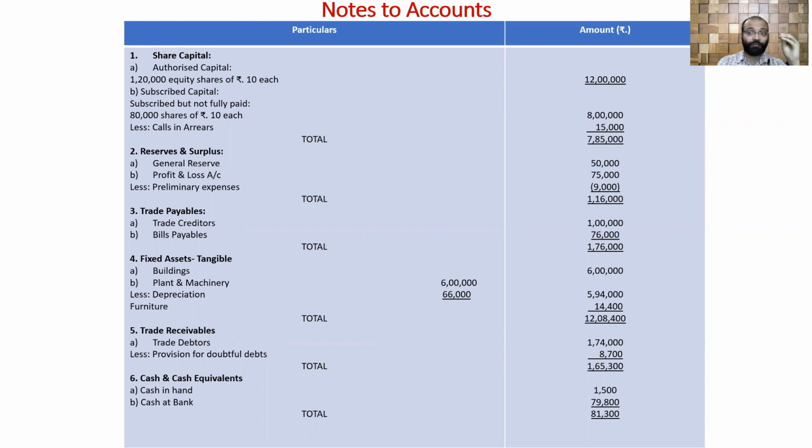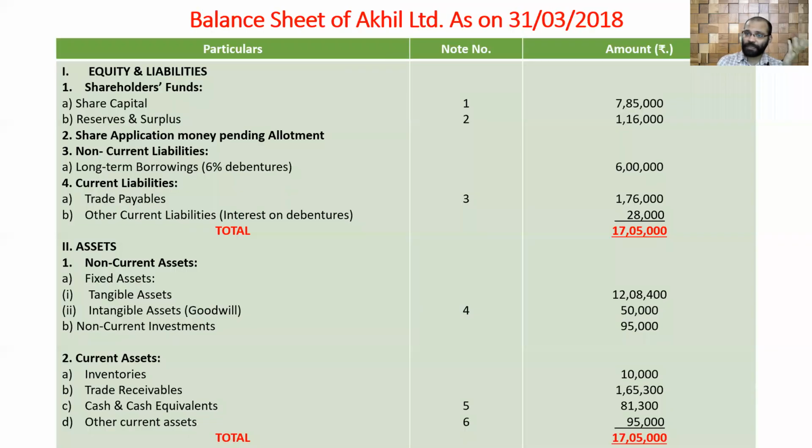So these particular values, we are going to take to the balance sheet we discussed previously, the balance sheet of Akhil Limited as on 31st March 2018. The first item is the equity and liabilities. So equity and liabilities, we are starting. Under that, we have shareholders' funds. The share capital is note number one, which you have shown on the previous page. That is 7,85,000. So that we have taken.